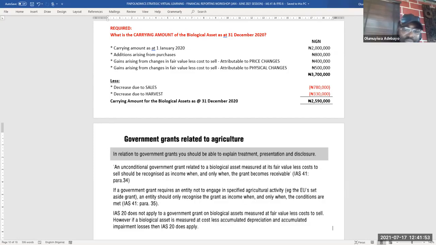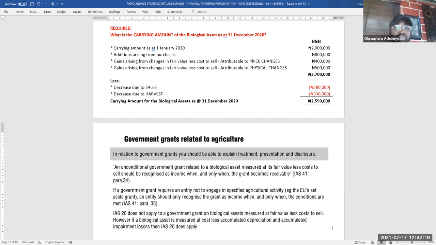Unlike the other approaches where we have to look at further conditions and some other things to see how we are going to recognize it. And that is a position of the standard, which means an unconditional government grant related to a biological asset measured at fair value less cost to sell should be recognized as income when and only when the grant becomes receivable. And that is what makes it more straightforward compared to what we have under IAS 20.